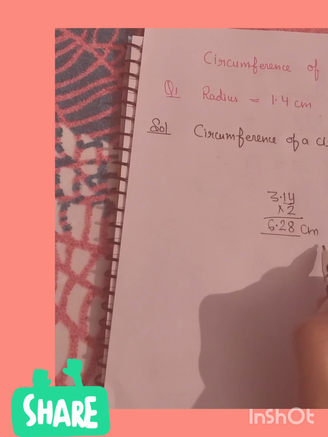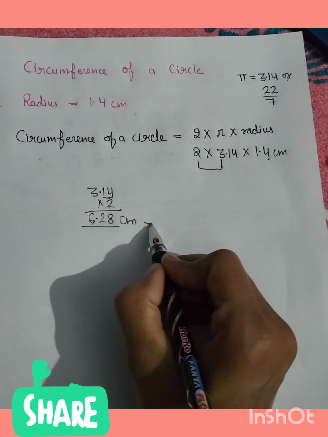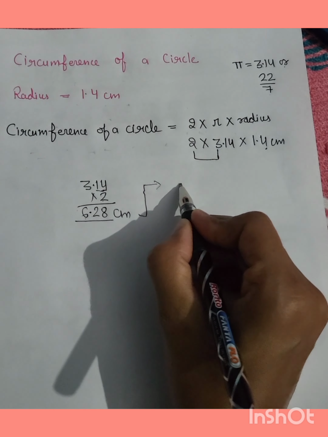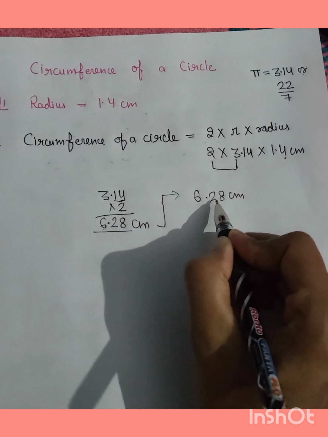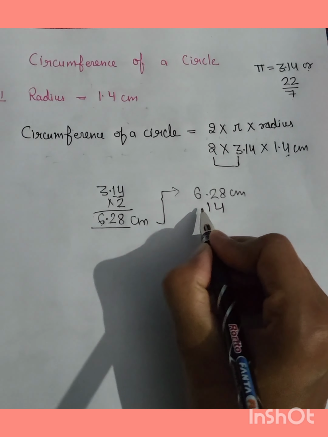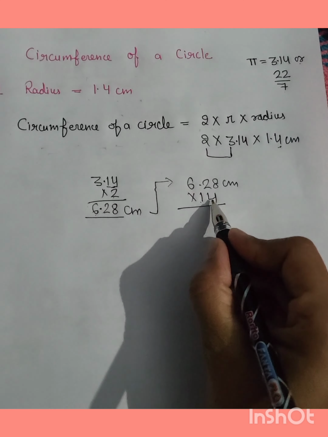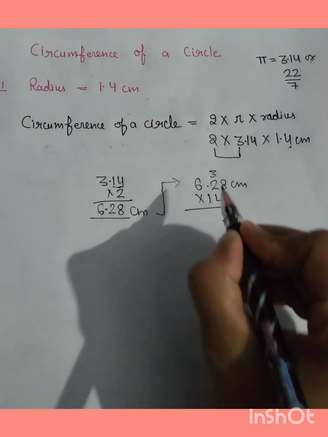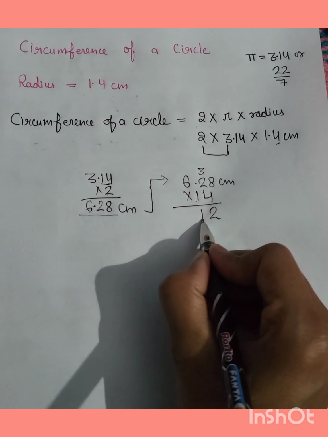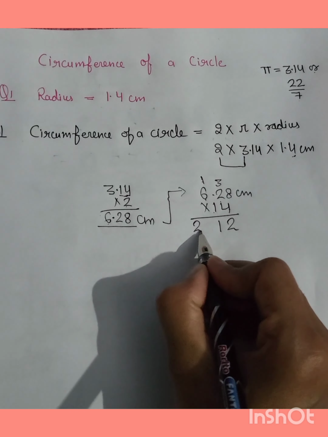Now, this is left. What will you do now? You will take this 6.28 centimeter and multiply it by 1.4. So first I ignore the decimal and multiply this number by 14. How will I multiply? 4 8s are 32, 3 I will carry. 4 2s are 8, 8 and 3 is 11, carry 1. 4 6s are 24, 24 plus 1 is 25.